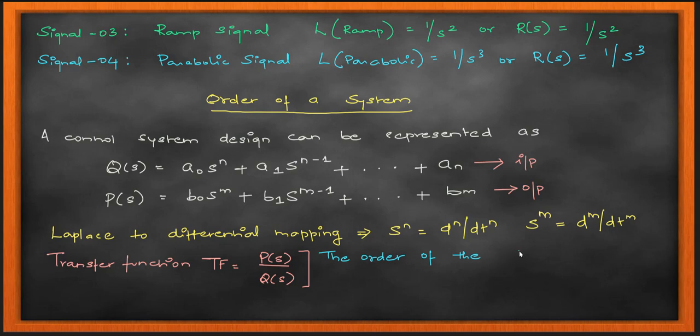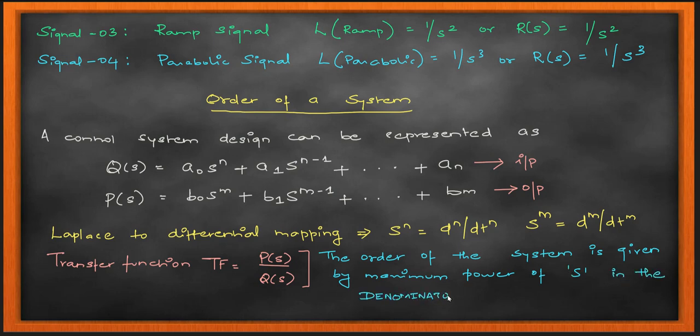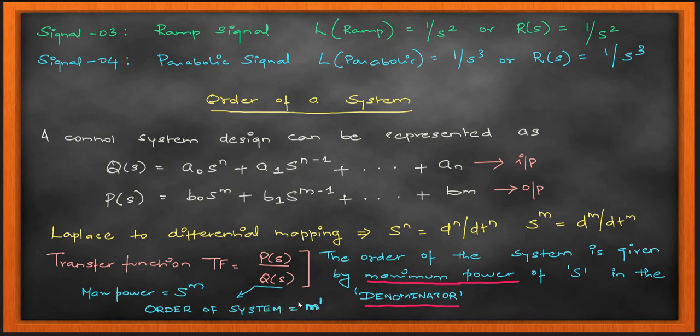Now the order of your control system for such a design is going to be the maximum power of the denominator. The maximum power of S in your denominator is the order of the system. So in this case, if I am taking Q of S, which is in the denominator, the maximum power of Q of S is going to be what? N, right? So the maximum power is not M. I think it is N. So we got it wrong there. So it is N.